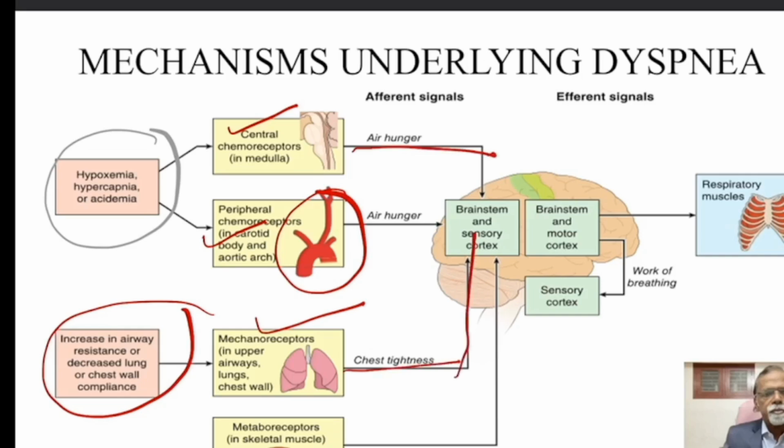The afferents will go to the brainstem, and from there it goes to the sensory cortex. And depending upon that, by the central integration, there will be increase in the work of breathing by the muscles, or the respiratory muscles will be activated, the external intercostals and the diaphragm. And in between there is a crosstalk between the motor cortex and sensory cortex. And in addition to that, the cognitive, social, psychological other aspects will also come into play, and the patient will feel breathless. Hope this is clear to you.